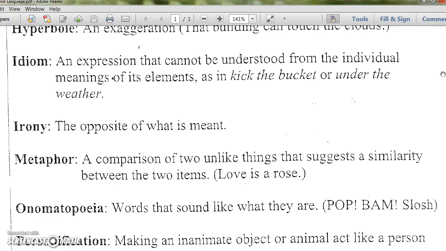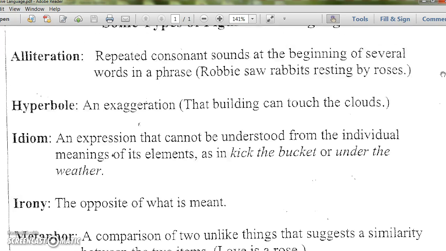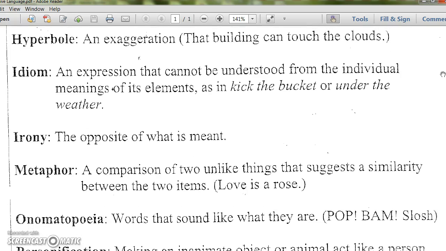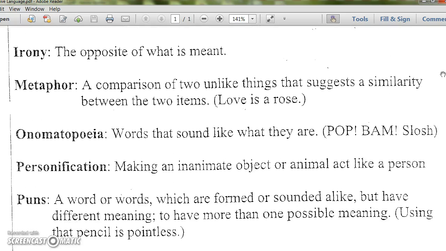For example, kick the bucket. That means for someone or something to die. Under the weather, someone feels sick. But the literal words don't give you the implied meaning. Also, irony. It's the opposite of what is meant. This handout is located in your IXL lesson, and I also have paper copies for you.